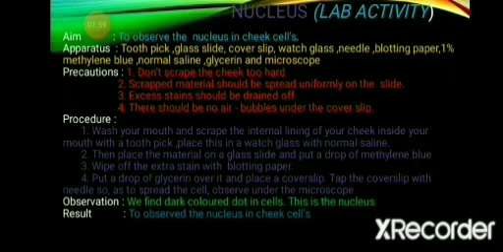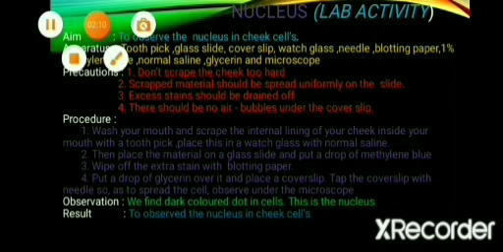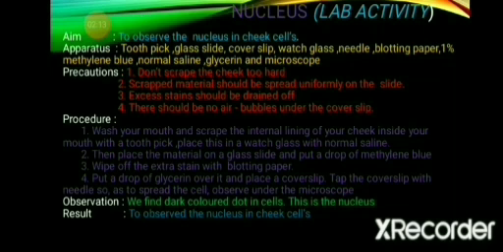Observation. We find dark colored dots in cells. This is the nucleus. Result: to observe the nucleus in cheek cells. Students, I hope you understood it.